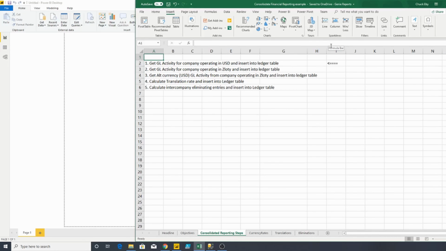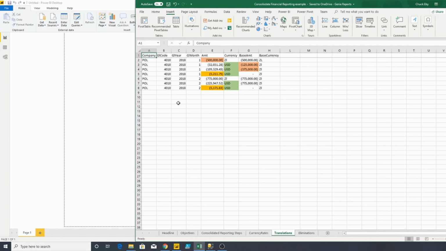There are 5 basic steps towards achieving our objectives. The first 3 steps are to get general ledger activity from each of the ERP instances from which the businesses are transacting and insert that data into one comprehensive ledger table. The fourth step is to calculate translation rates and insert that information into the comprehensive ledger. And finally, to calculate intercompany eliminating entries and insert those entries into the comprehensive ledger table that you'll have to create in your data warehouse.